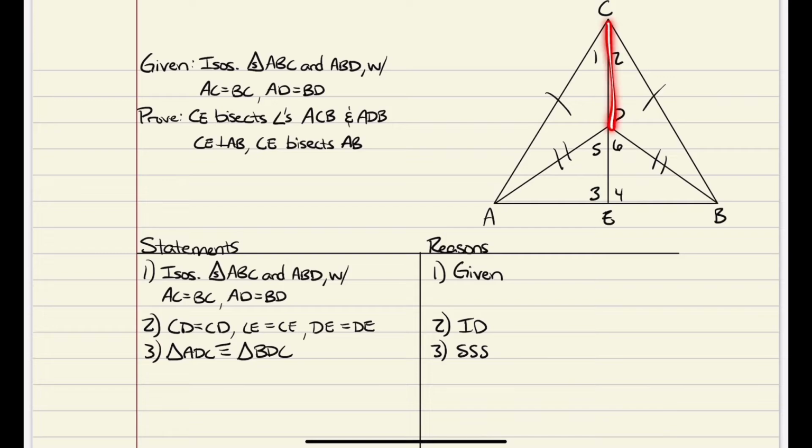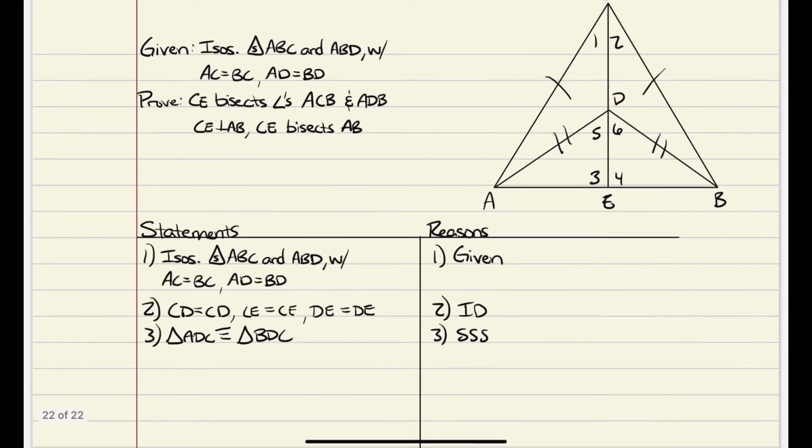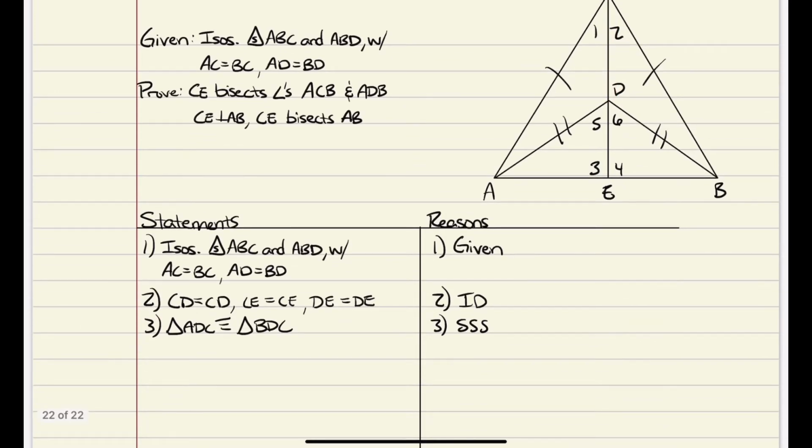Number 4, we can now say that angle 1 equals angle 2. We can state that these two angles equal each other because of CPCTE. We just proved that the two triangles are congruent, and those are corresponding angles in both the triangles. So we can say they're equal to each other because corresponding parts of congruent triangles are equal.